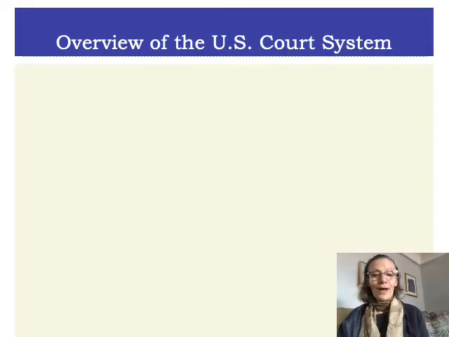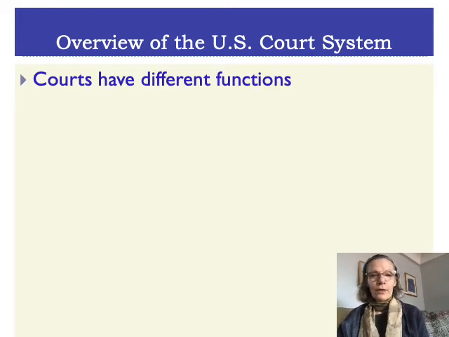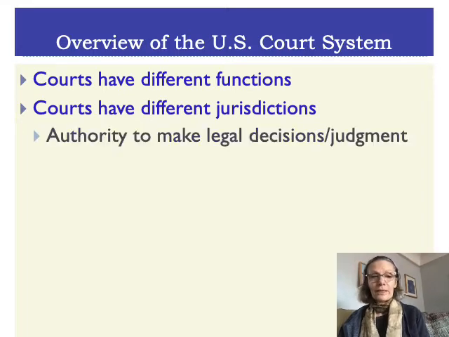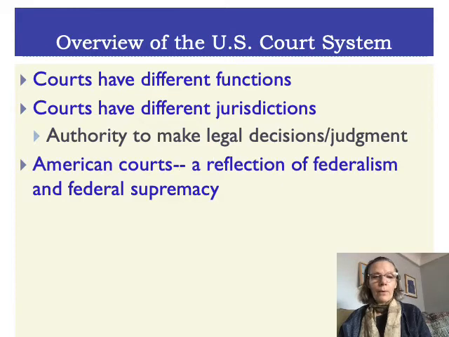Okay, so next we're going to be talking about the overview of the United States court system, how our courts are organized and the different kinds of courts. And these are some of the things that we're going to be talking about on the upcoming slides. The first thing we're going to be learning about is that courts play different roles within our society. Courts have different functions. The next is we're going to be talking about courts have different jurisdictions. What's jurisdiction? A jurisdiction is the authority to make legal decisions and judgments. So the court's authority to make legal decisions is different depending on the kind of court within the system.